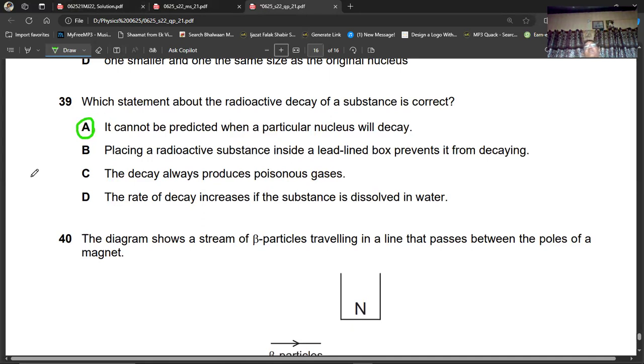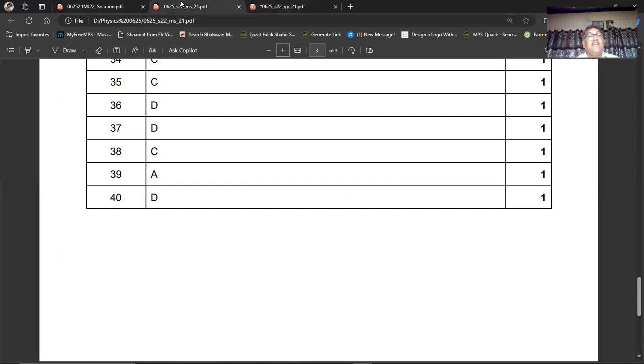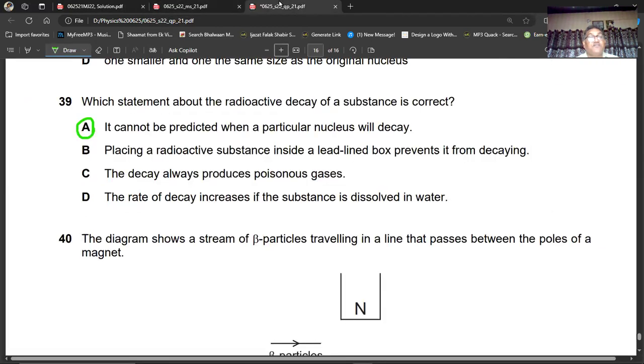Placing a radioactive substance inside a lead box prevents it from decaying. Okay, no. It always produces poisonous gases. No. The rate of decay increases if the substance is dissolved in water. That is totally wrong. Question number 39, A is the option, sir. That is the right option.